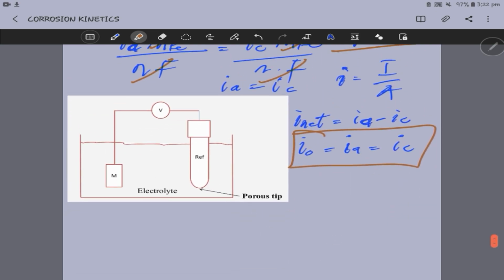So when we are trying to measure, meaning that we have the electrode here, the electrode would contain the metal I want to measure the corrosion rate of, and this is what we call the reference electrode.